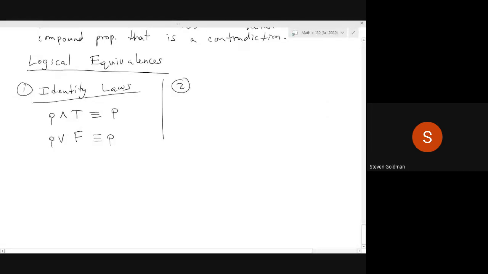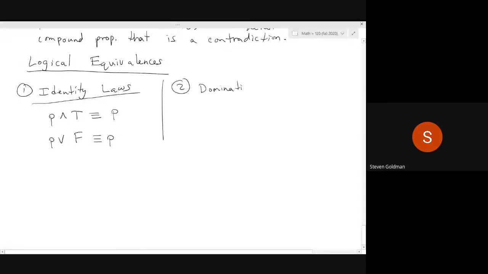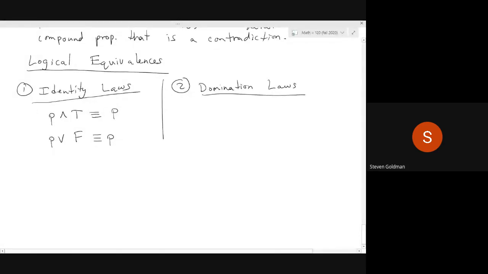The second pair of logical equivalences is called the domination laws. The two laws are as follows. The disjunction P or T is logically equivalent to T, and the conjunction P and F is logically equivalent to F. And as a side note, all of the logical equivalences I'm giving you now in this table, you can prove that they're all true using truth tables, as we did last time.